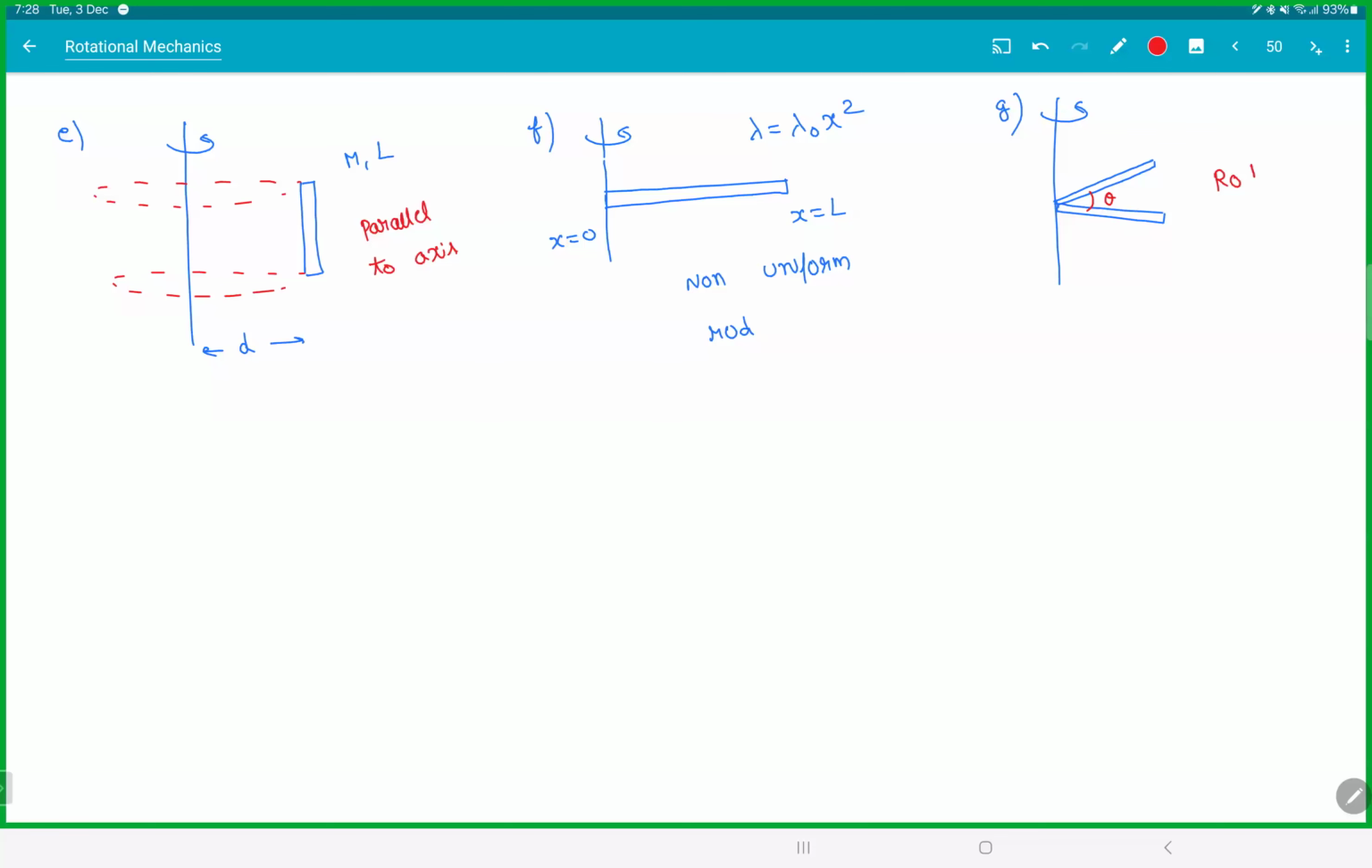This is a rod bent into a V shape at the center. And if you see the top view, this is your axis. This is how the rod will be. Meaning this piece has length L by 2 and mass m by 2, and the other piece also L by 2 and m by 2.